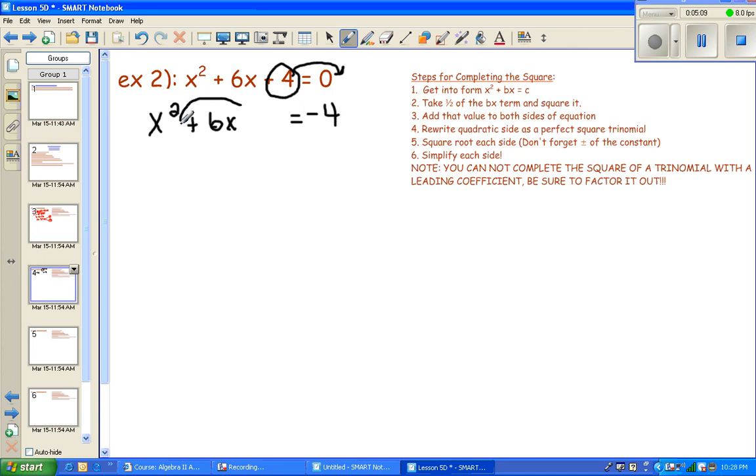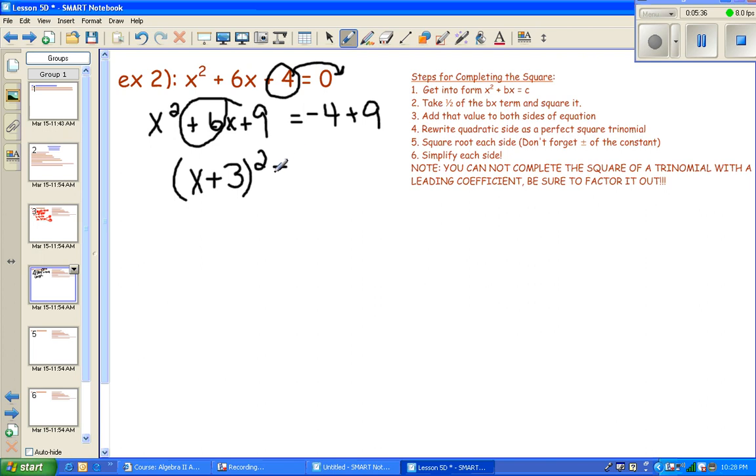So we're going to take half of our 6, which is 3, and we're going to square it, which is 9. But if you add a 9 here, you also need to add a 9 here. You want to keep it a balanced equation. So x squared plus 6x plus 9 is a perfect square trinomial. It always factors as x plus that half amount, which we said was 3.